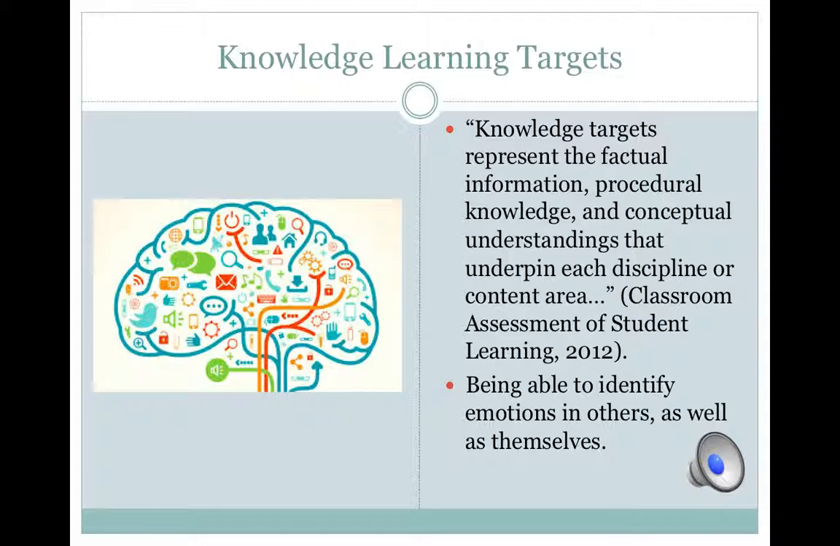Knowledge learning targets represent the factual information, procedural knowledge, and conceptual understandings that underpin each discipline or content area. In this learning target, children should be able to know, list, identify, understand, and explain. The learning targets that would be identified are identifying emotions in others and also being able to be aware of their own feelings.